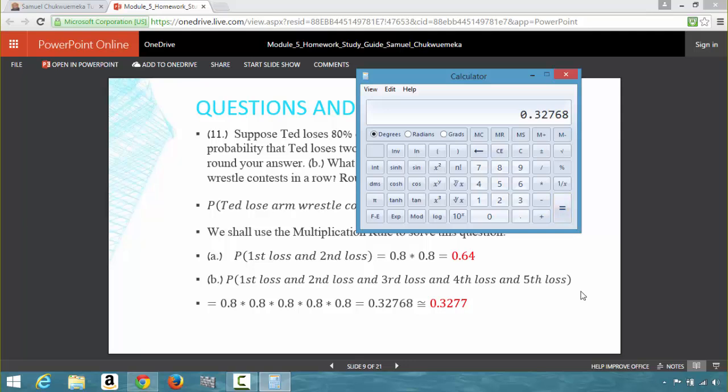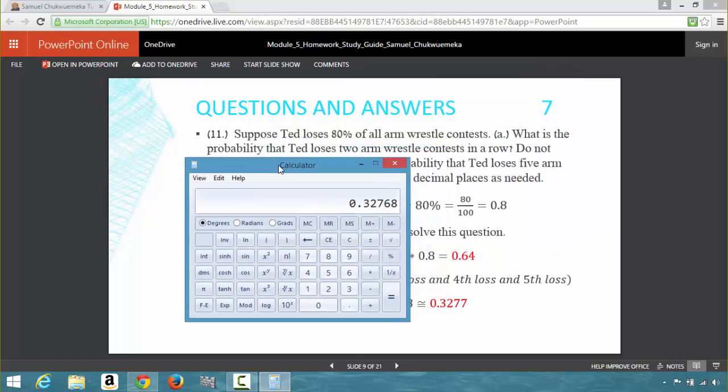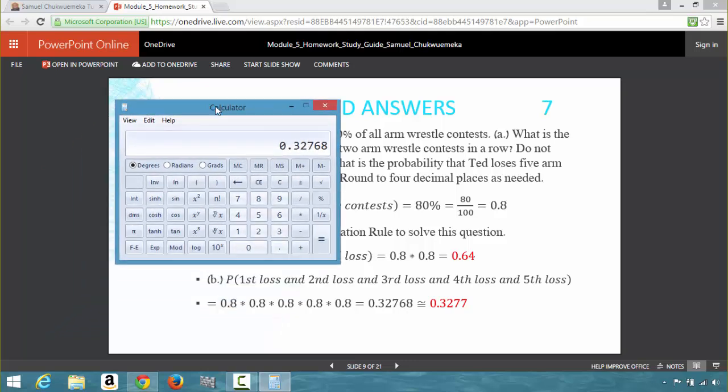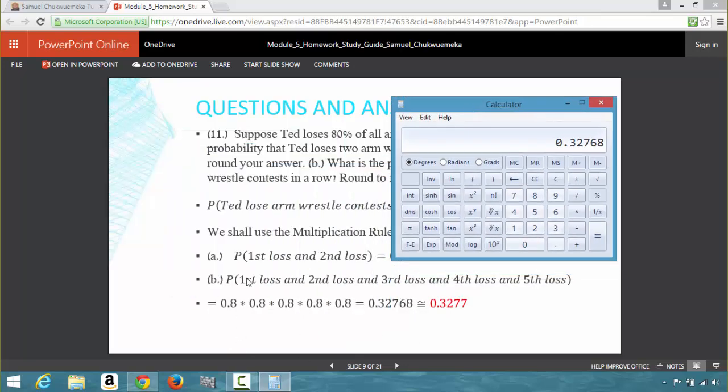But they want you to round it to 4 decimal places as needed. So you run 1, 2, 3, 4. 8 is more than 5, so round up: 5 becomes 6, and 6 becomes 7. Yeah. If you might make the mistake of doing 0.8 times 0.8 times 0.8 and count it more than 5 times, then you might just do 0.8 exponent 5.